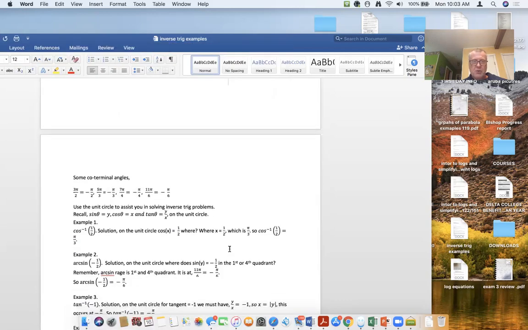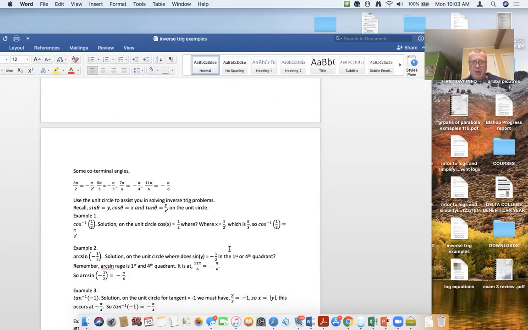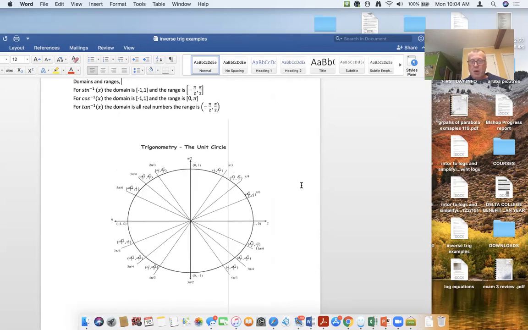Let's look at an example. Cosine inverse of a half. So how do we find that? Well, since it's a half and it's cosine inverse, we're going to look for a solution in the first or second quadrant. Since it's positive, cosine's positive in the first quadrant, we look to see, since it's a cosine, where x is a half. X is a half at pi over 3. So that's our answer.